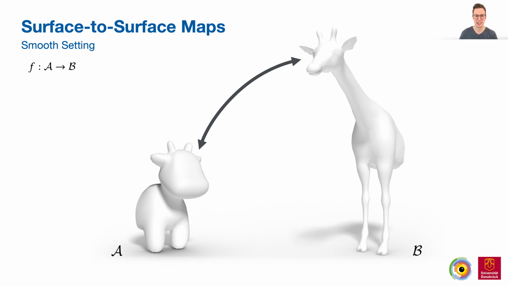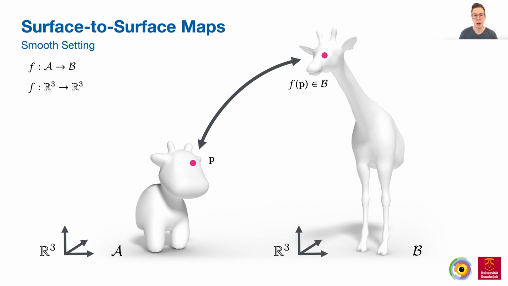Now, how can we represent such a map? We could try to extend what we saw earlier in the smooth plane-to-plane setting, that is, describe a function from R3 to R3. Now, maybe one that's only defined for those points of R3 that are actually occupied by the surface of A. But the big problem is the requirement that the image of surface A under this map must be exactly on surface B. So essentially we have a constraint that for each point P of A, its image F of P must be on the target surface B.